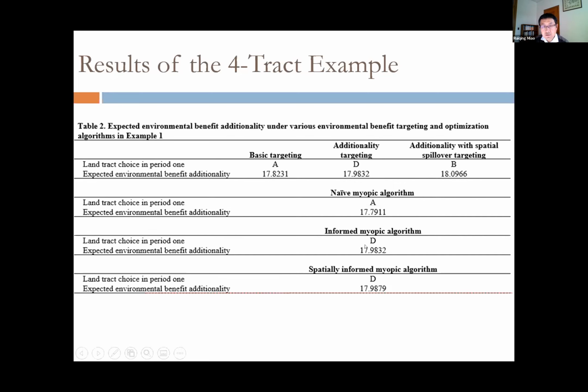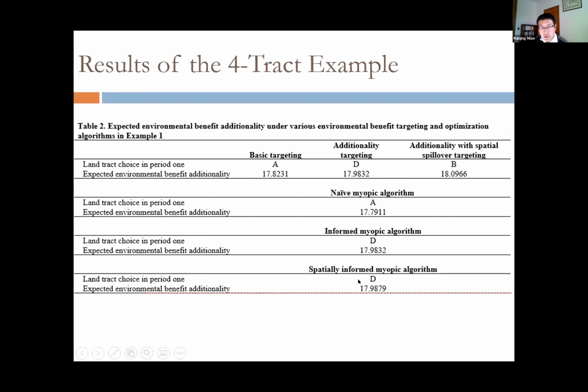We also consider the informed myopic algorithm. In this algorithm, the easement manager will consider the environmental benefit of a parcel and also the conversion probability. Basically, among the available land parcels to ease, the easement manager will choose the land tract with the largest value of the product between the environmental benefit and the conversion probability. Under this informed myopic algorithm, the optimal parcel to ease is parcel D.